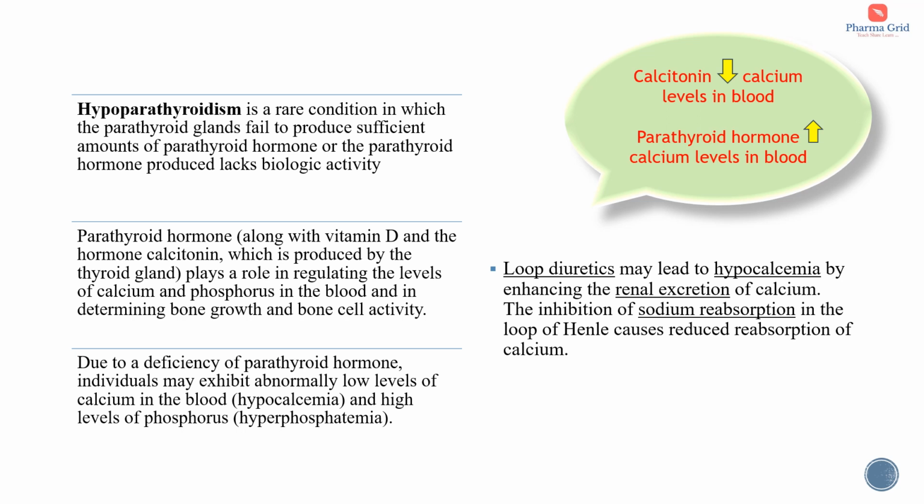Now about the loop diuretics. Loop diuretics include furosemide, torsemide, etc. They may lead to hypocalcemia by enhancing the renal excretion of calcium. The inhibition of sodium reabsorption in the loop of Henle causes reduced reabsorption of calcium.